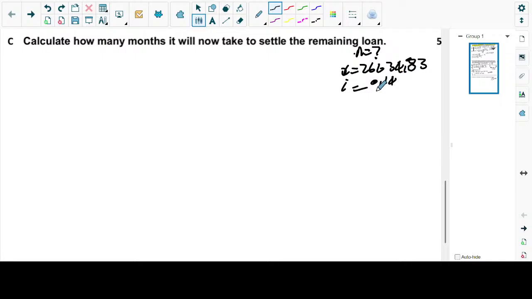So what we're going to do is substitute this into the formula, because there's a mark for correct substitution. We should remember that. So substituting into the correct formula is the first mark that we're going to get.